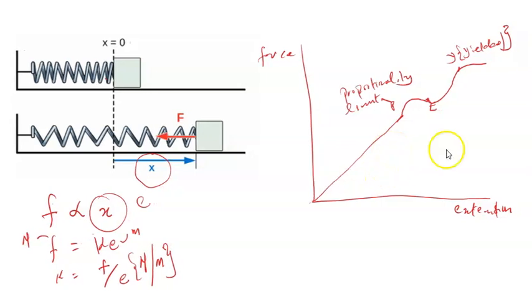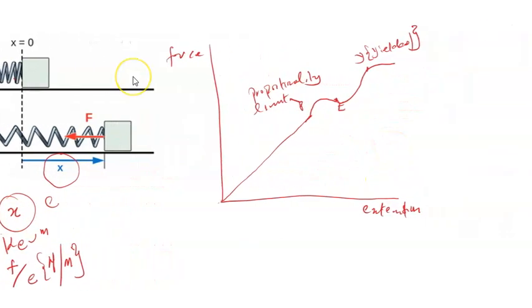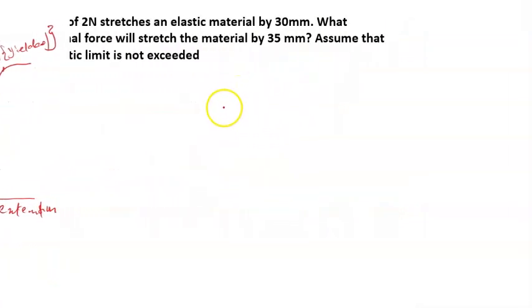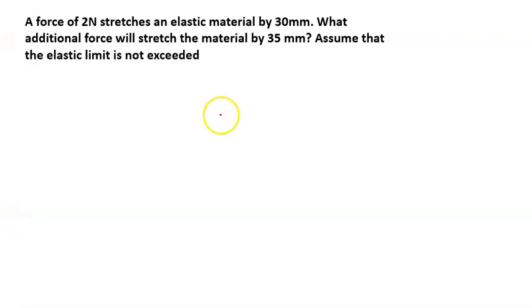Let's see an example to illustrate this better. Our example says that a force of 2 newtons stretches an elastic material by 30 millimeters. What additional force would stretch the material by 35 millimeters? Assume that the elastic limit is not exceeded. Since the elastic limit is not exceeded, Hooke's law is obeyed, so I can conveniently say that F is proportional to e.